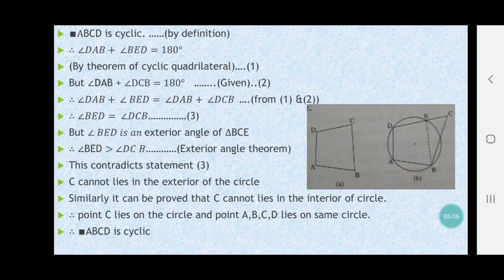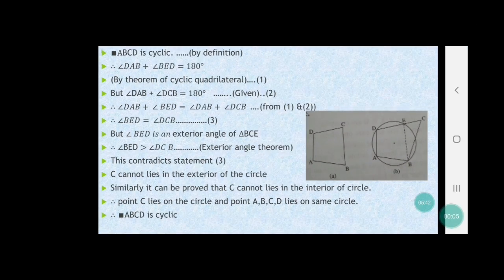So whatever we have assumed is wrong, right? C cannot be an exterior point. C cannot lie in the exterior of the circle. Similarly, we can prove that C cannot lie in the interior of the circle on the same line. So from this, what do we conclude? We come to the conclusion that C lies on the circle. From this, we conclude that points A, B, C, D lie on the same circle, and thus quadrilateral ABCD is cyclic. So here we end the session.